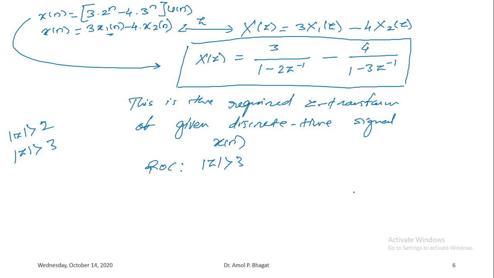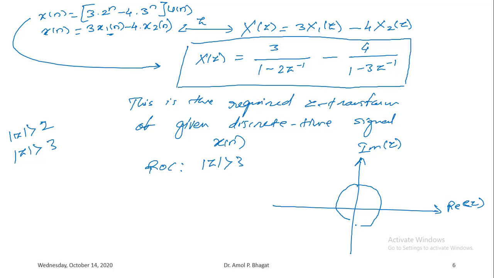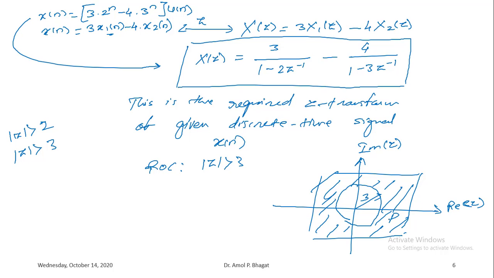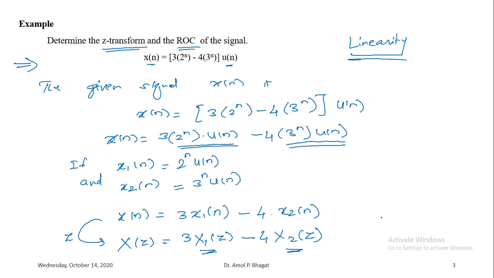You can even plot this ROC. To plot it, on the x-axis you will have the real values of z, and on the y-axis the imaginary values of z. You will draw a circle with radius 3, and the ROC will be the exterior part of this circle. So this will be the ROC. This is how you can apply the linearity property.